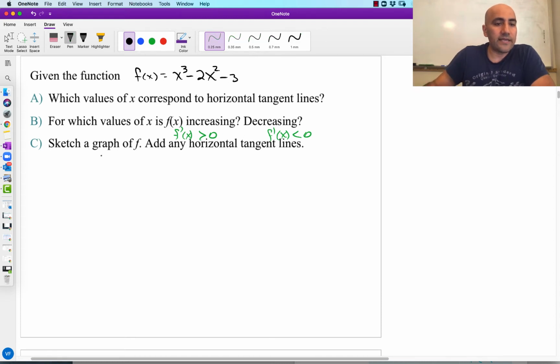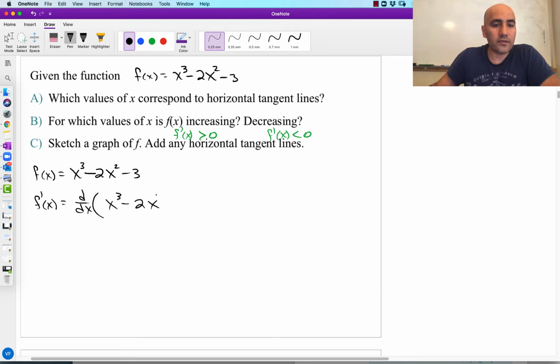So let's begin by taking the derivative. f of x is equal to x cubed minus 2x squared minus 3. So f prime of x is equal to d/dx of x cubed minus 2x squared minus 3, which means that f prime of x is going to be equal to 3x squared minus 4x plus 0. So here's our derivative.